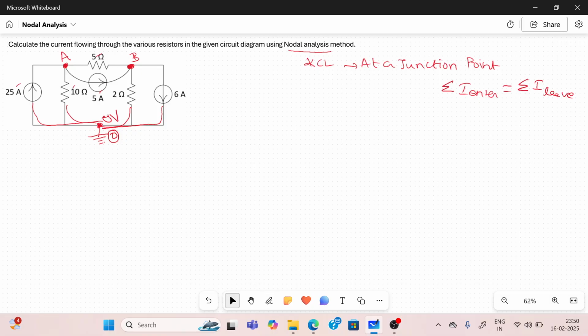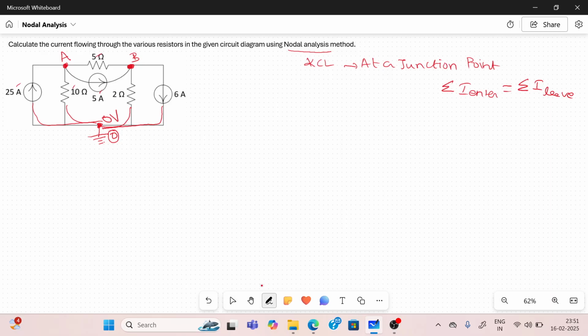If there is a resistor in between, then consider it a separate junction point. Otherwise, if there is only a shorted line connected, take it as common. Most commonly we take the bottom as the ground node. So here there are only two nodes, A and B. We have two junction points. In nodal analysis, you must consider only junction points as nodes. A junction point is a connecting point of more than two elements, a minimum of three elements.